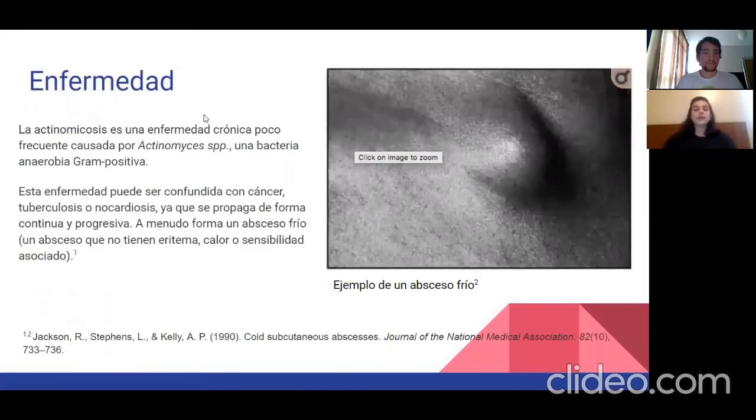Actinomycosis is a rare chronic disease caused by Actinomyces species, an anaerobic gram-positive bacteria that normally colonizes the human mouth and digestive and genital tracts. It can often be confused with malignancy, tuberculosis, or nocardiosis, as it spreads continuously and progressively, forming cold abscesses.